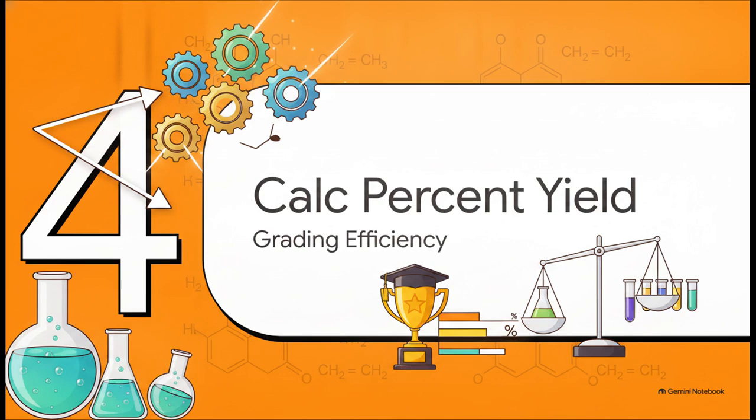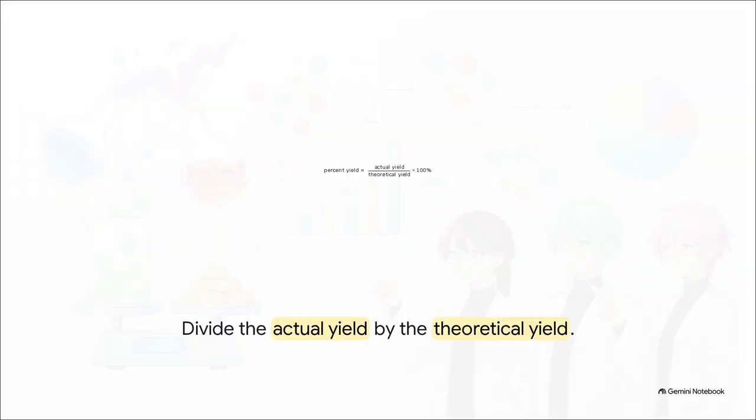All right, let's look at section 4, calculating percent yield, basically grading your own efficiency. To figure out just how successful a chemical reaction was, chemists calculate the percent yield to give themselves a grade. The formula is beautifully simple. You just take your real-world actual yield, divide it by your mathematical theoretical yield, and multiply the whole thing by 100. It's exactly like grading a test, where your theoretical yield is that flawless 100% score.